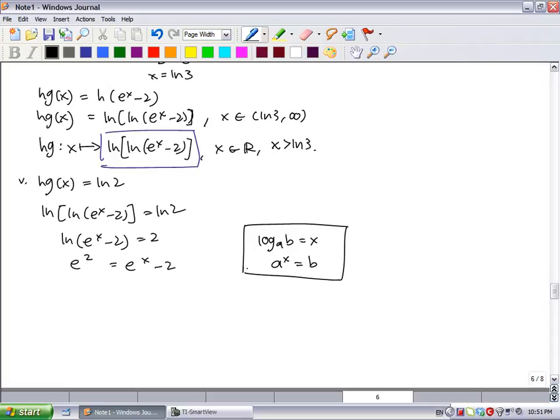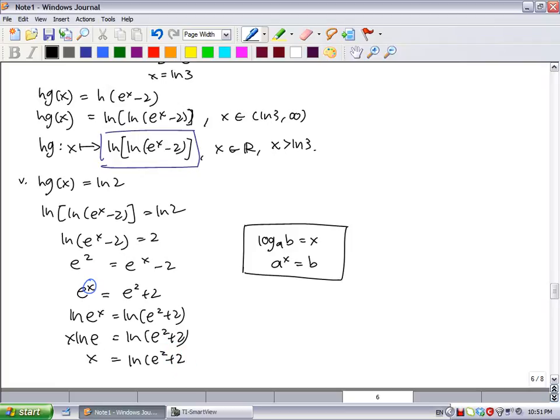Okay, so we will go on from here. I have e to the power of x equals e squared plus 2. And now because I actually want to solve for x, to isolate the x, I need to take the log of it. Remember that ln e equals 1 because it's the same base, and I have solved for x. x equals this.